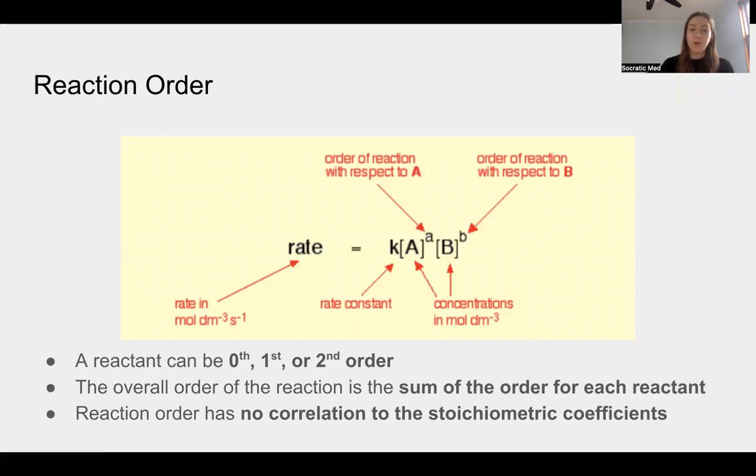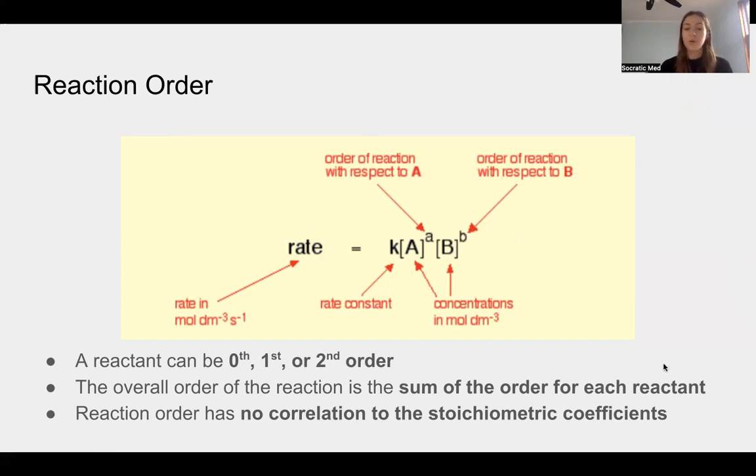So a reactant can be either 0th, first, or second order. So that is this number up here. Whatever exponent these are to tells you what order those reactants are. And the overall order of the reaction is the sum. So if you have k[A][B]^2, that would be A to the 1, B to the 2. So that will be a third order reaction overall.